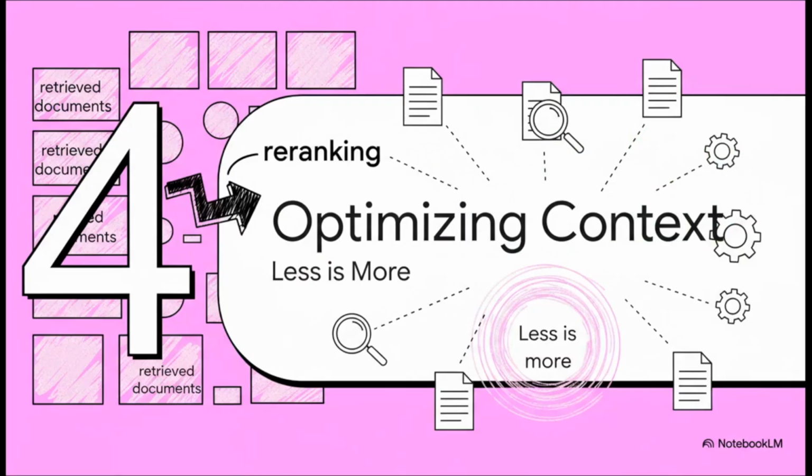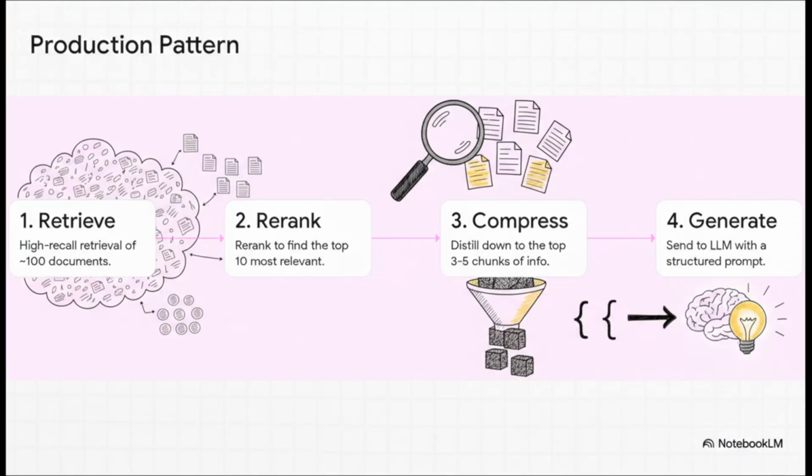We've retrieved our documents, and we've re-ranked them to find the best of the best. But believe it or not, we're still not done. The final stage is all about optimizing that context, and the philosophy here is definitely less is more. Now, check this out. This workflow is a total game changer, and it can boost accuracy by 20 to 40%. It's a high recall to low tokens pattern.